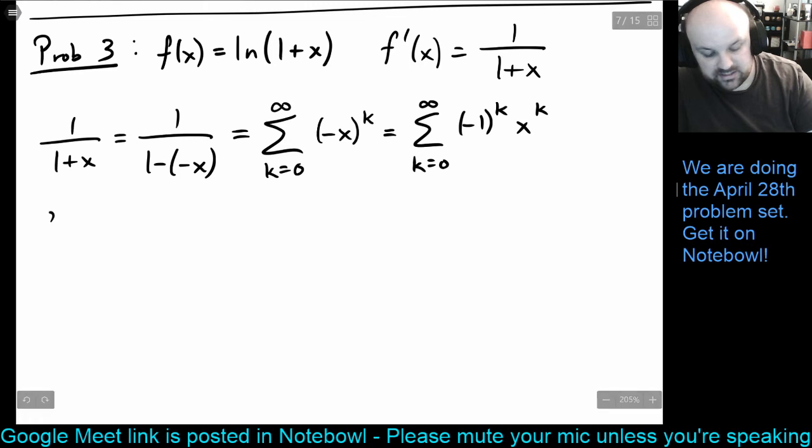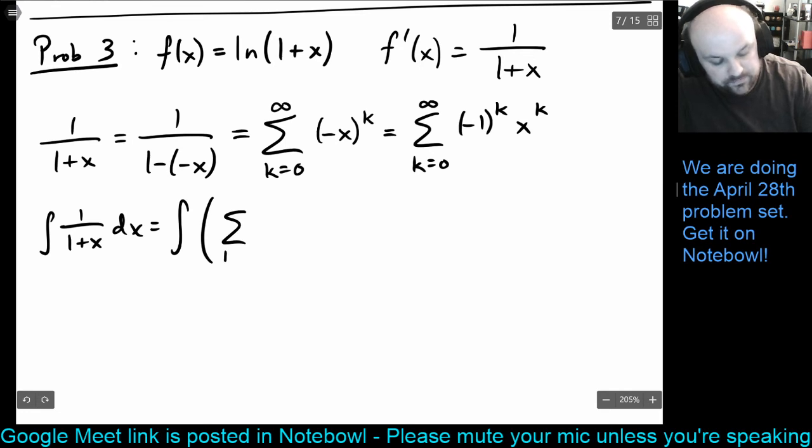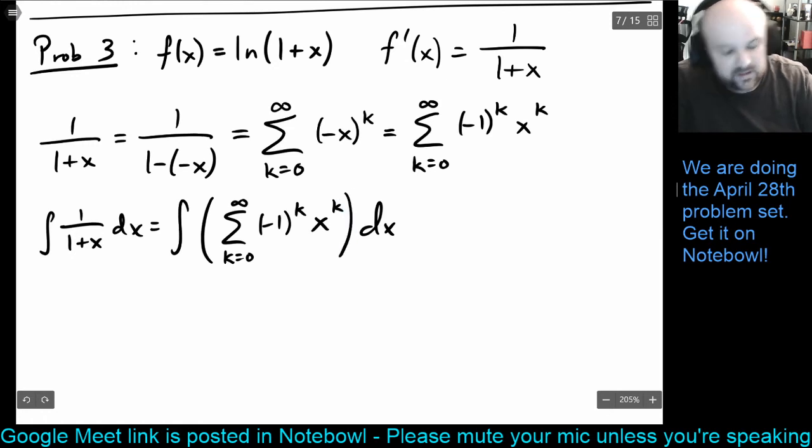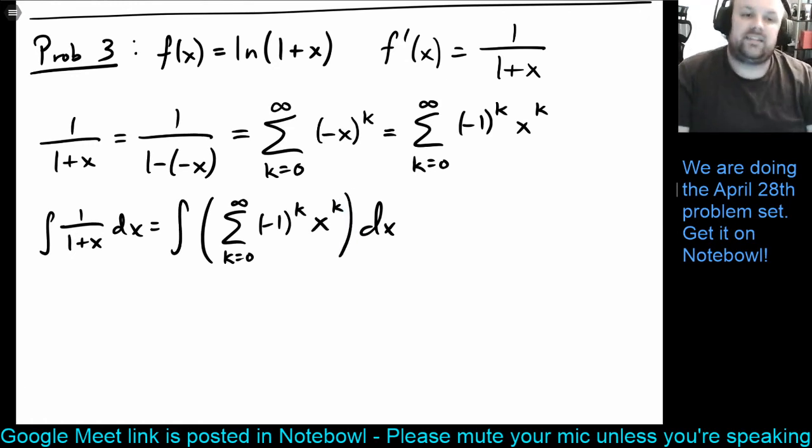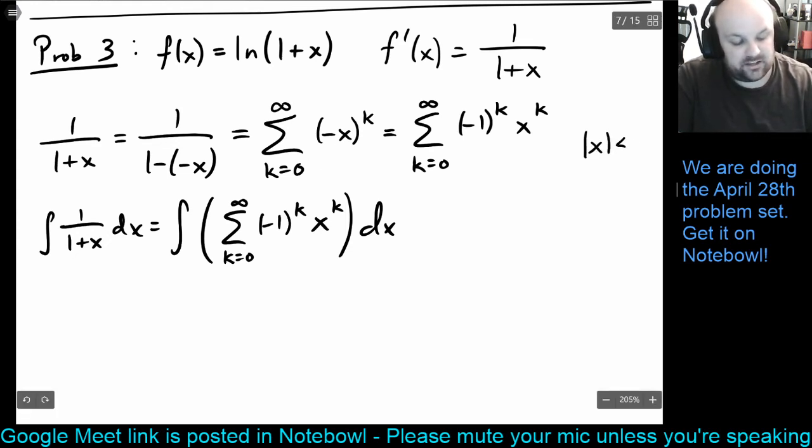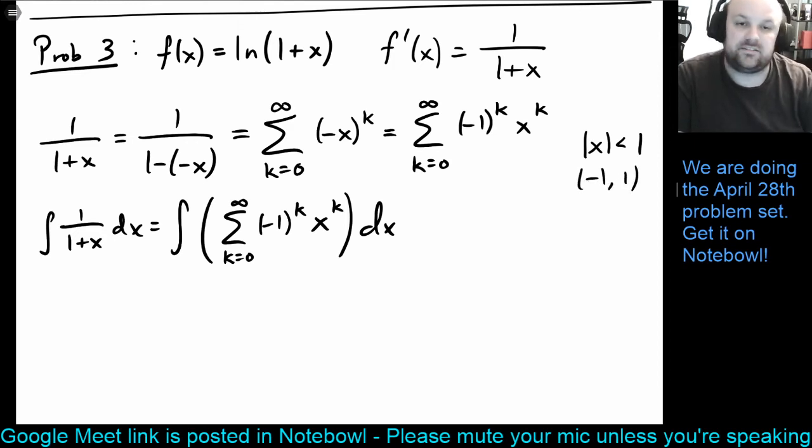Right? So let's integrate this. The integral of 1 over 1 plus x dx is the integral of the sum from k equals 0 to infinity of negative 1 to the k, x to the k, dx. One thing to keep in mind is this expression is really only valid for absolute value of x less than 1, or in other words, on the interval minus 1 to 1. So it's not valid on the whole domain of this function.